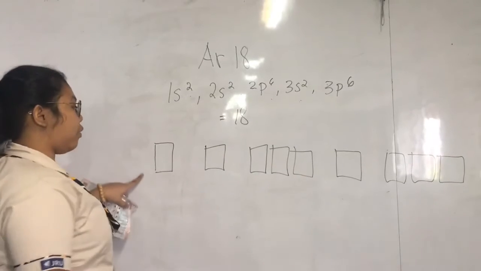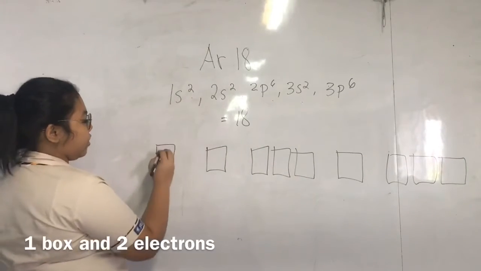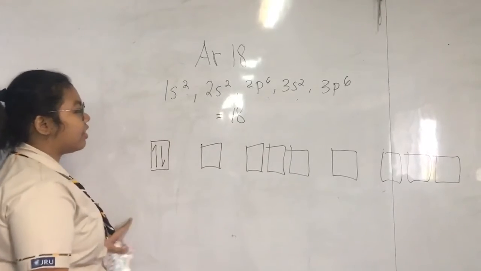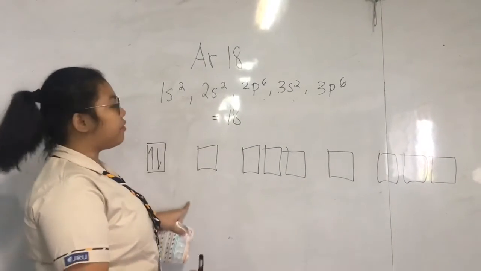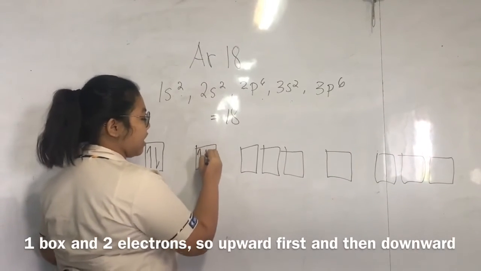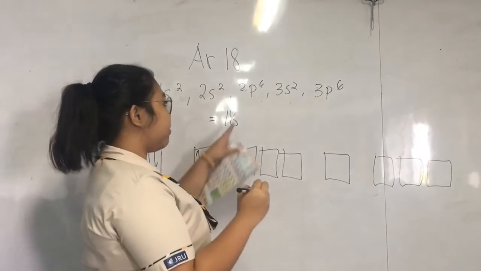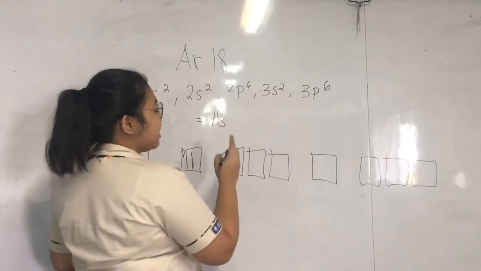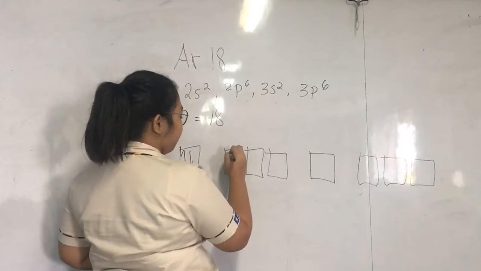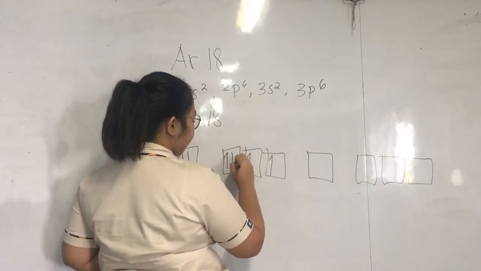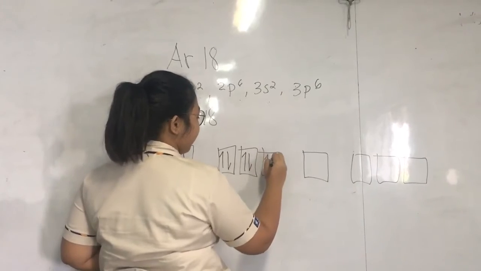So for the s, we have 1 box and 2 electrons. For the next, we have 1 box and 2 electrons. So upward first and then downward. And then for the third one, we have 6 electrons. We have 1, 2, 3, 4, 5, and 6.